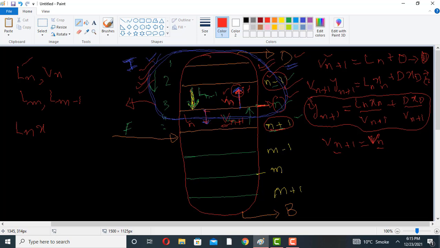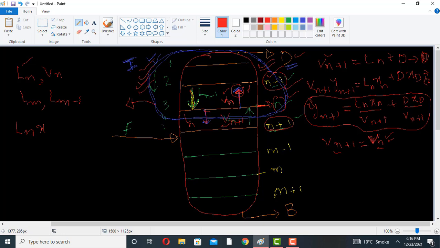Similarly, Lm minus 1 will be equal to Lm when there is no heat loss or gain during the mixing process, or when the heat of condensation is equal to the heat of vaporization. In that case Vn plus 1 will be equal to Vn, or Vm plus 1 will be equal to Vn. So these are some terms.